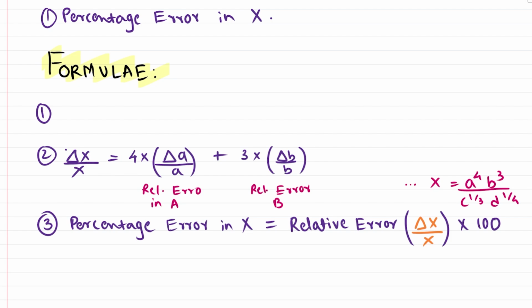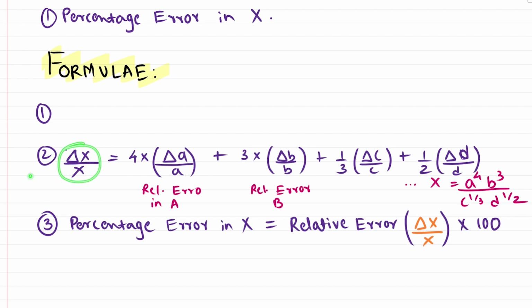Okay. Similarly, if I follow this trend, the relative error introduced because of quantity C would be the power of C, that is 1 by 3 into the relative error of C, that is delta C by C. And the relative error introduced by D, let me just make a small correction. It is not D raised to 1 by 4, but rather D raised to 1 by 2. So here the relative error introduced by D would be the power of D into the relative error of D, which is delta D upon small d. So this is the formula for calculating the relative error in X.